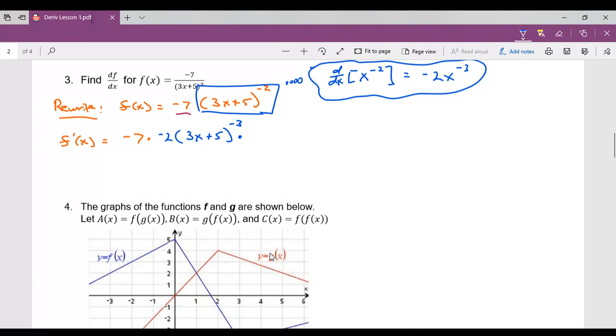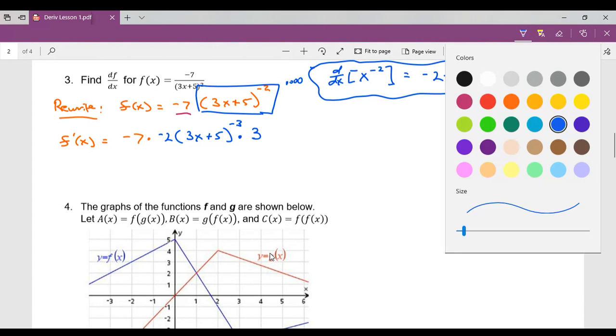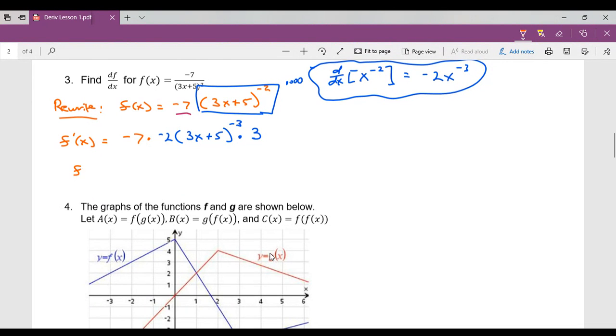The derivative of 3x plus 5, it's just 3. And that's what you get. And now you can spruce this up a little bit here. Let's think about this. You've got a negative times a negative, that's going to be 14. 14 times 3 is going to be 30 and 12, so 42. And then (3x plus 5) to the negative 3.